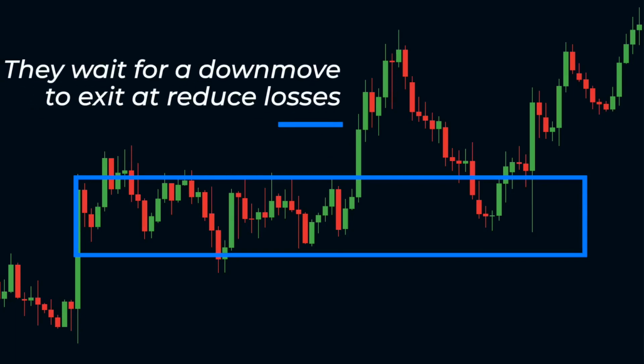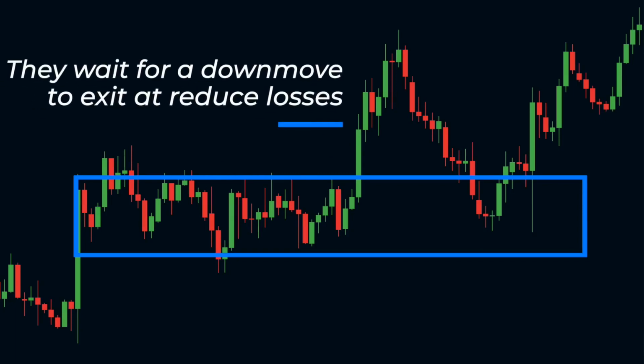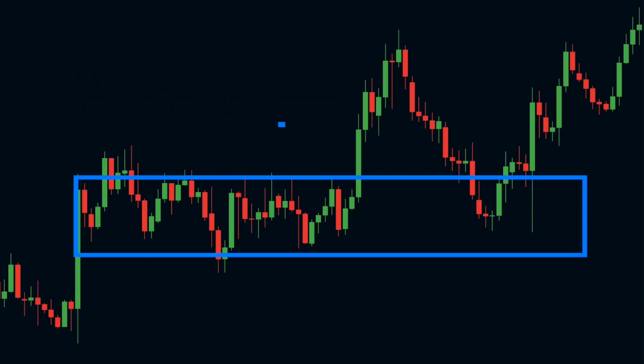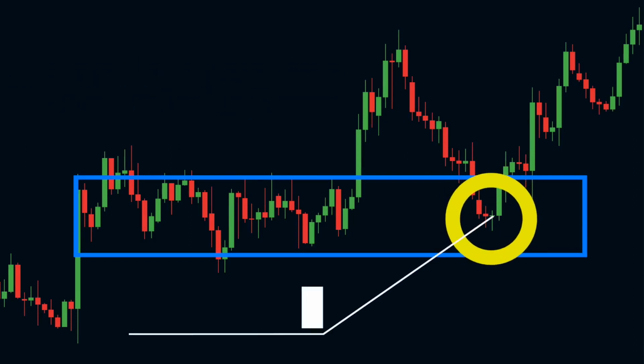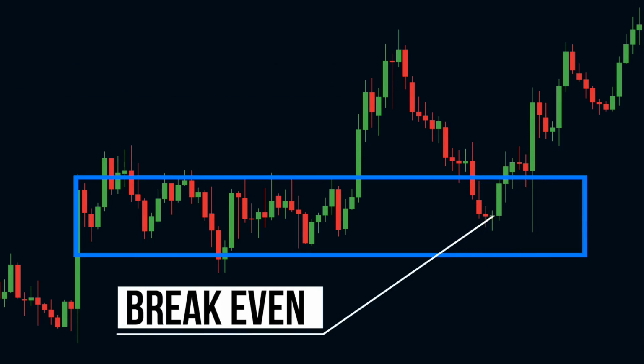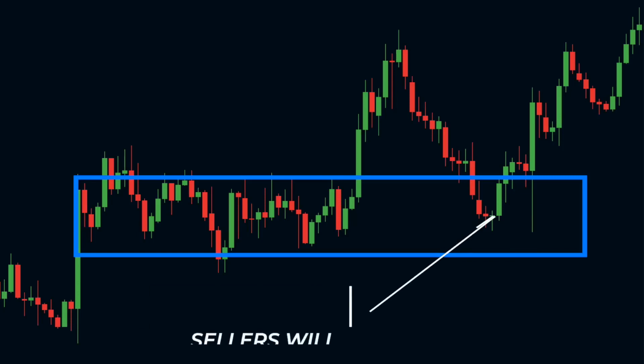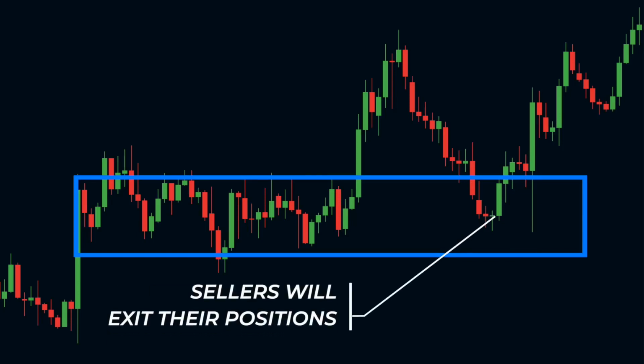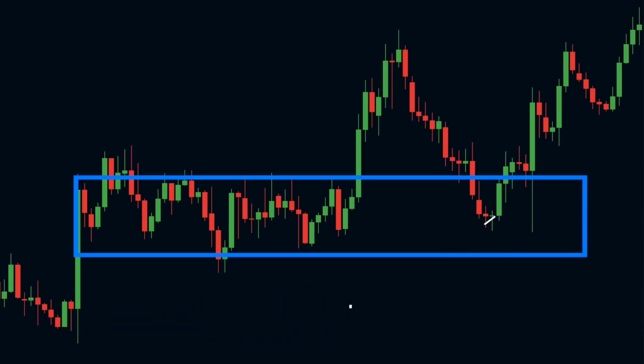They wait for a down move in price so that they can exit their positions at a reduced loss. When the price finally comes back near the value zone, the losses of the sellers reduce, and at this point, the sellers are at break-even. They thank their gods for providing them with an opportunity to cut their losses, and they start to exit their positions.